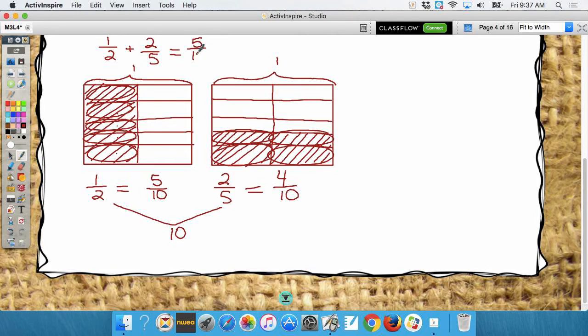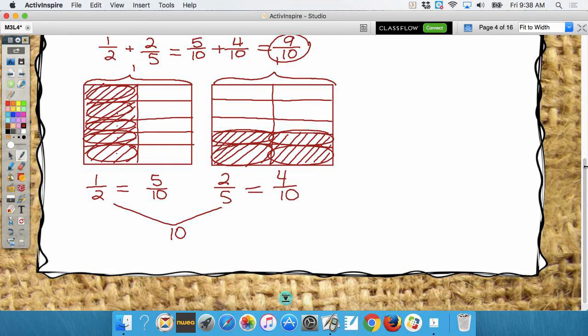Go back to your problem. Rewrite the new problem. 5/10 plus 4/10 equals 9/10. And that's my answer. Now that's answering part of the problem.